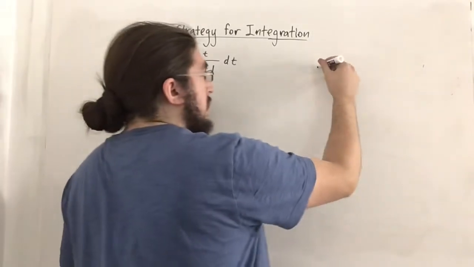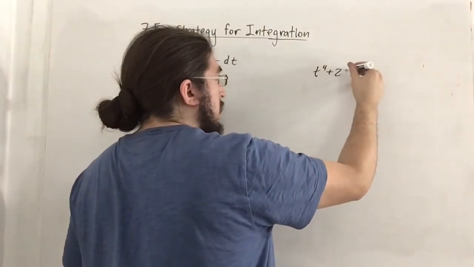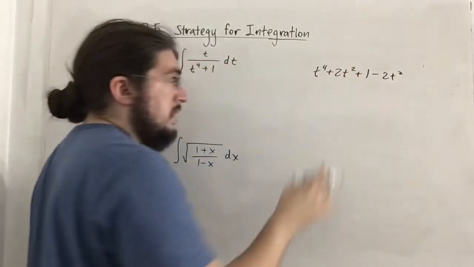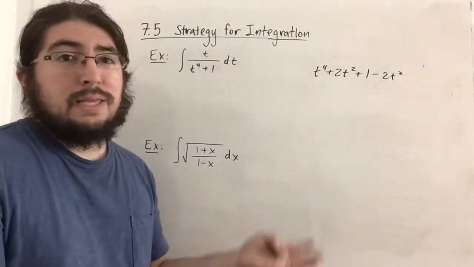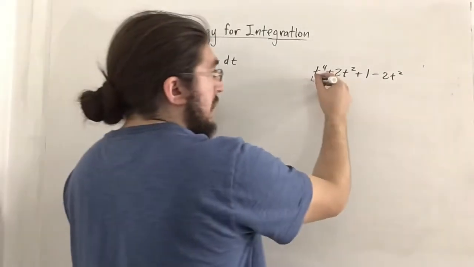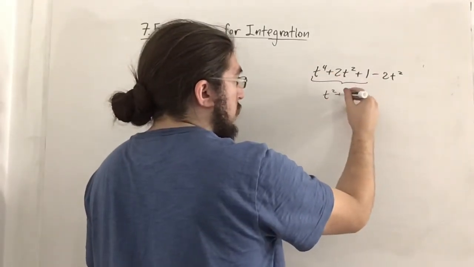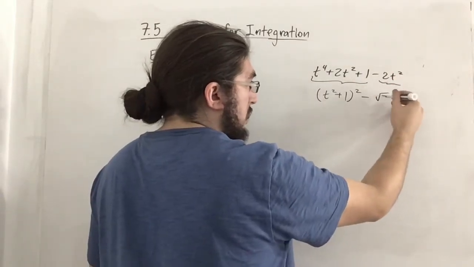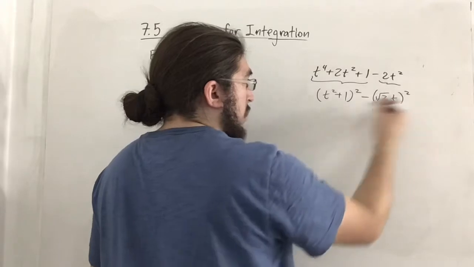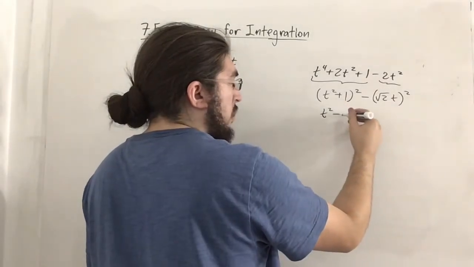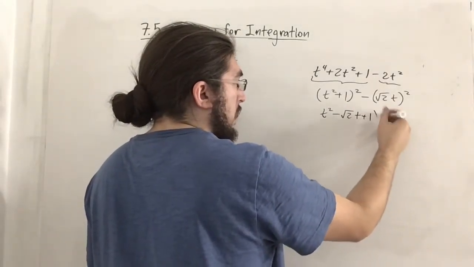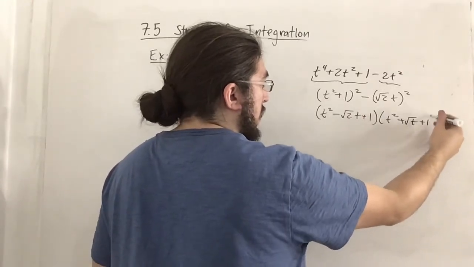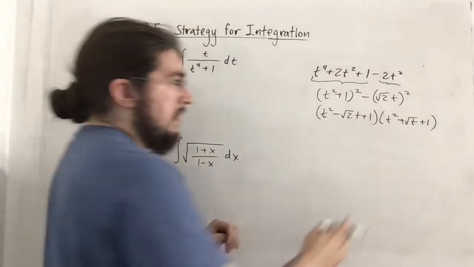If you were to consider adding and subtracting 2t squared in the denominator, you're just adding 0, which is often known as a mathematician's favorite trick. This should look familiar. This is just t squared plus 1, squared, and this, of course, is a square itself. It's radical 2 times t, all squared. So by difference of squares, this is t squared minus radical 2 t plus 1, times t squared plus radical 2 t plus 1.